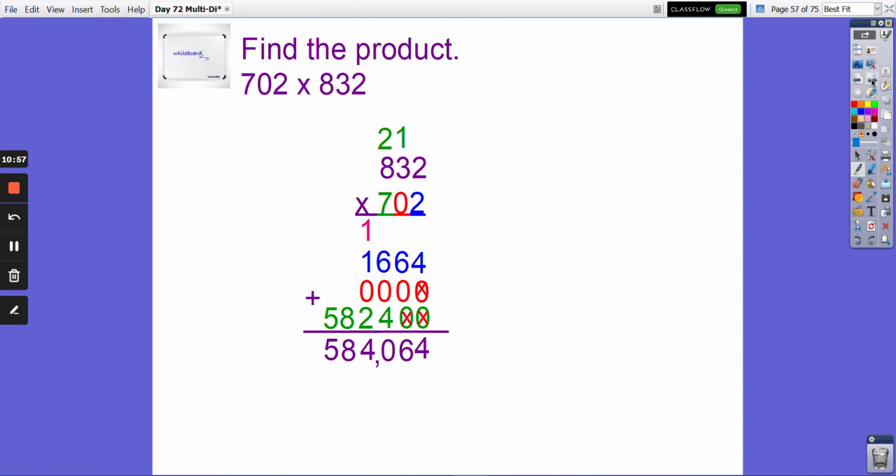All right, so you should have gotten that 2 times 2 is 4, 2 times 3 is 6, 2 times 8, these numbers, by the way, are for this 7 when we multiplied the 7. 2 times 8 gives us 16, so we have 1664. Then we have our placeholder 0 and all the other zeros that came with it.